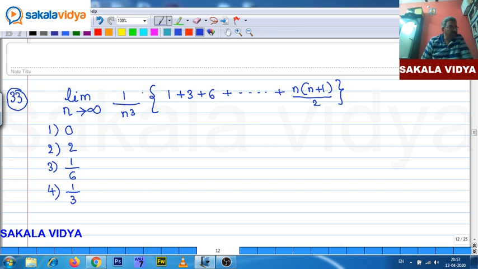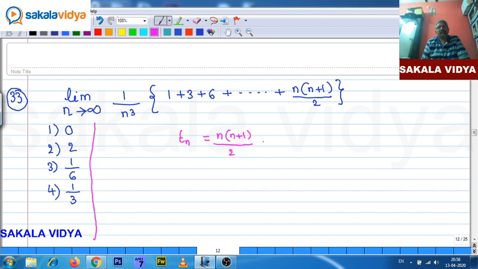So, this is the question. Limit n tends to infinity, 1 by n cube times (1 plus 3 plus 6 plus and so on, up to n into n plus 1 by 2). Here the nth term is given. Suppose the nth term is Tn equals n into n plus 1 by 2.